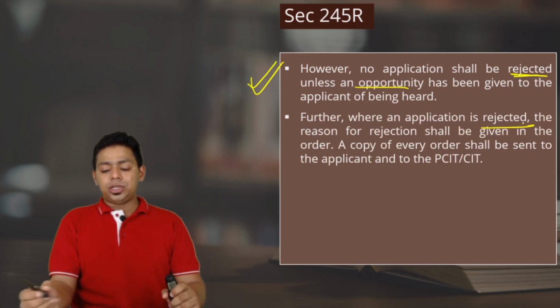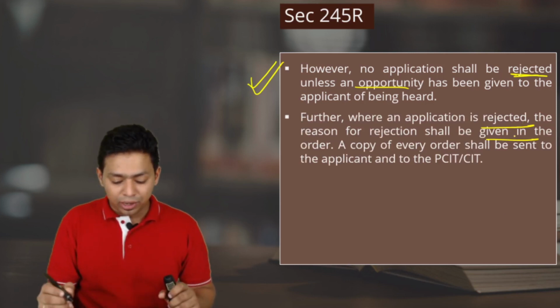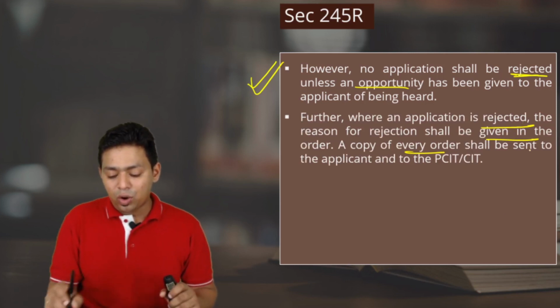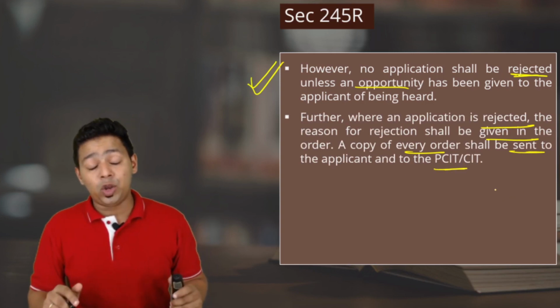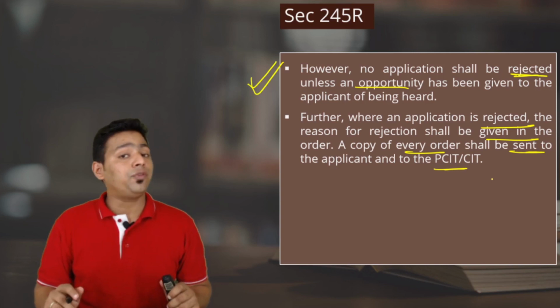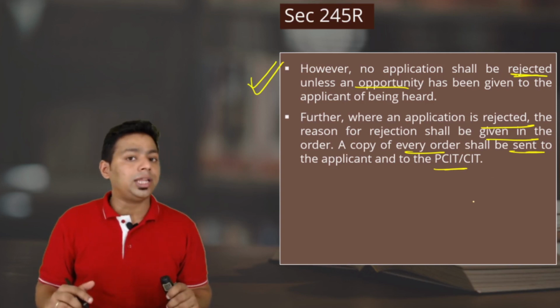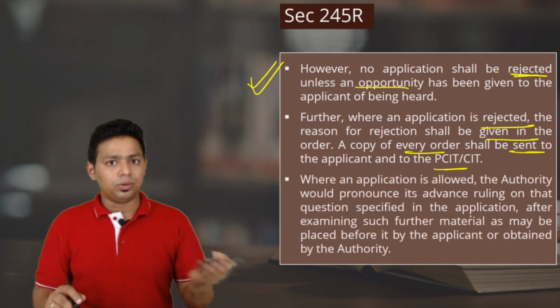Further, where an application is rejected, the reason for rejection shall be given in the order, and a copy of every order shall be sent to the applicant and the PCCIT and CIT. Let me tell you one thing, the order passed by AAR is full and final. You cannot file an appeal against that particular order.